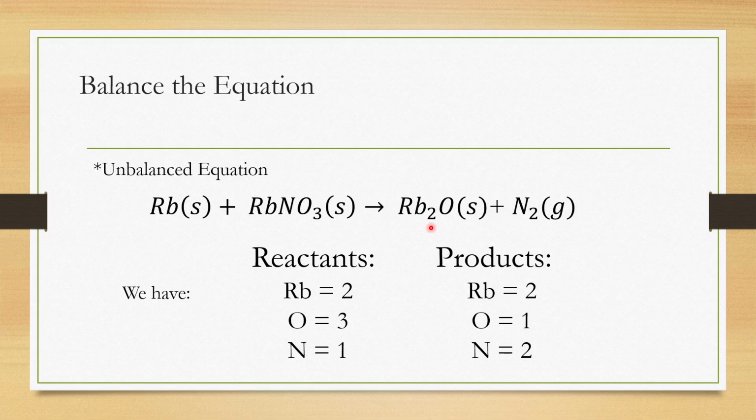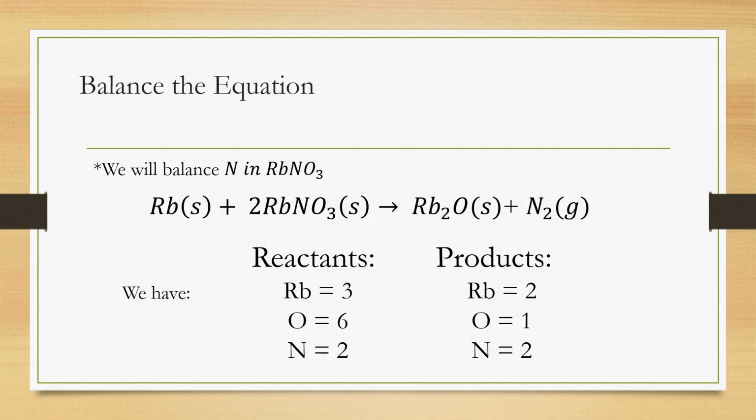And then for the product side, if we do the similar, we see rubidium has a subscript 2 here, so we have 2 atoms. And then for oxygen, we have just this one O here, which gives us 1. And then for nitrogen, we have 2 from the subscript 2 here. As we can see, it's not a balanced equation, and then for the next step, we'll balance it.